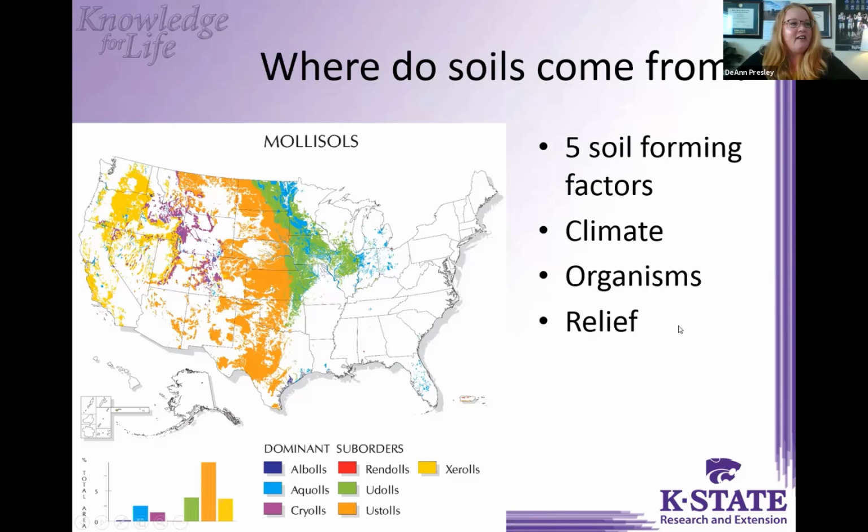Summit, back slope, foot slope. Those are all properties. Parent material. This is one of my favorite things to think about. Glacial till versus loess-derived soils versus alluvium, they're all going to have different properties. And then time. Time is a very important soil forming factor.